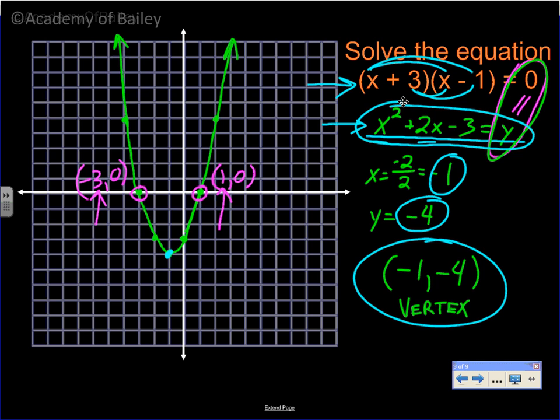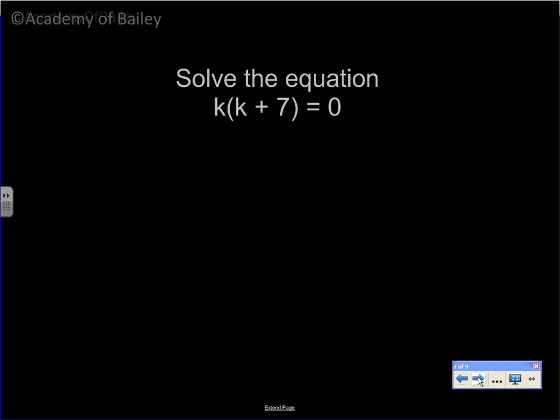All right, so let's move on to this one here. If you have k times k plus 7, remember you have two factors here. You have k and you have k plus 7. So the first one has to be equal to 0, or you have to make this second one equal to 0.